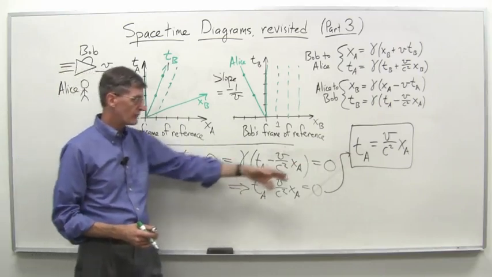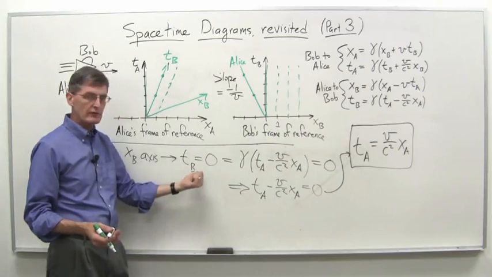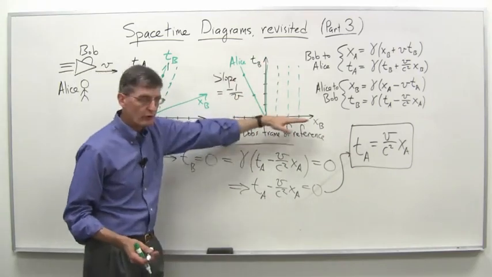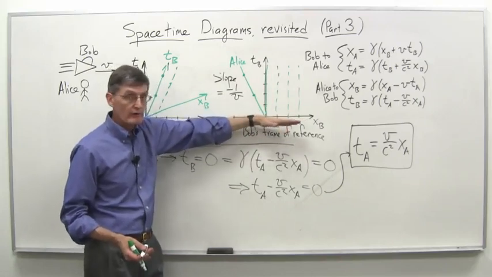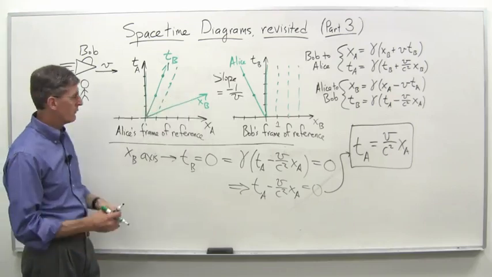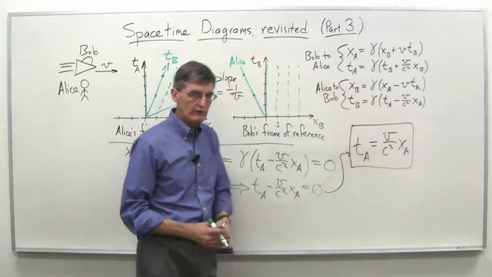Okay, that's important. This equation is not true just in general. It's true for the case t sub b equals 0. So Bob's horizontal axis here, the x sub b axis, transforms into Alice's plot as a line with that slope, in fact slope v over c squared.